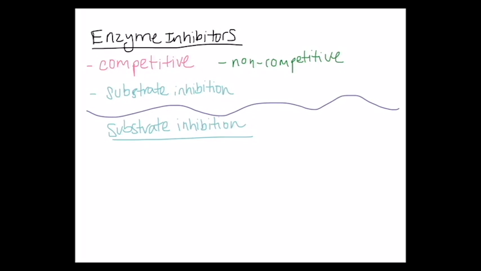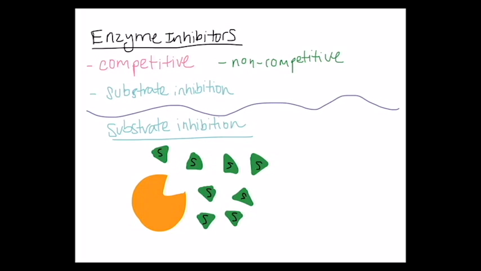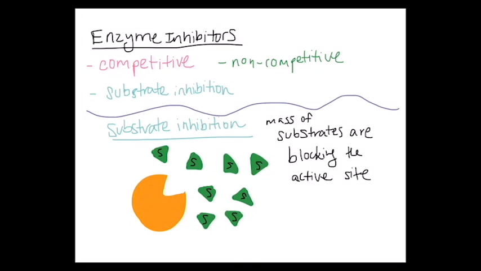Substrate inhibition occurs when there is an oversupply of substrate molecules. There are so many of them that they block the entrance to the active sites and prohibit reactions from occurring.